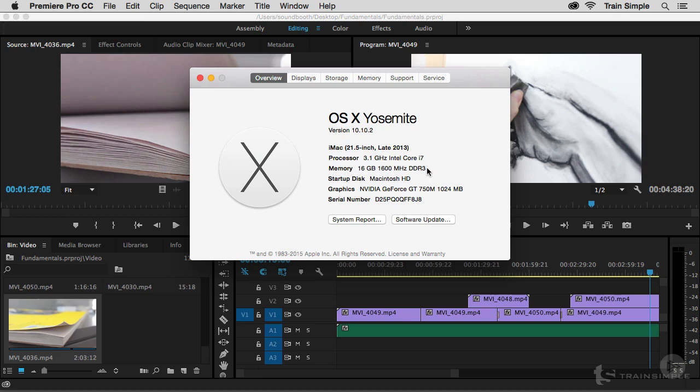Really, the name of the game when it comes to Premiere is having as much memory as possible. Now, Premiere can really utilize up to 192 gigabytes of RAM. Now, if you have 192 gigabytes of RAM, that means you've spent a fortune on your system, so that's probably not realistic. If you can get somewhere around 16 gigabytes, that's definitely a place where you want to be. But the more memory that you can throw at Premiere, the more memory it will use and ultimately give you better performance. So processor speed is one factor.